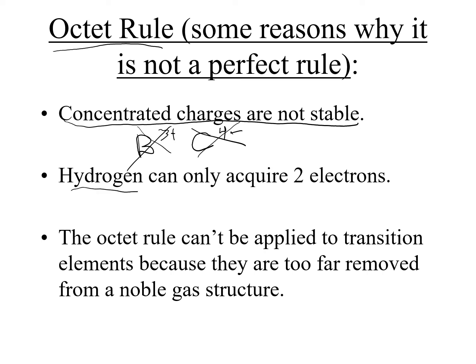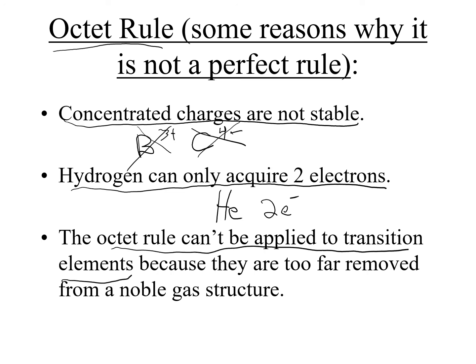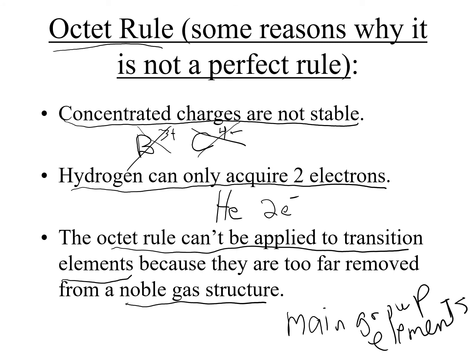Hydrogen can only acquire 2 electrons. The reason why is if hydrogen acquires 2 electrons, it's just going to be like helium, our noble gas, which is stable, but the octet rule says 8 valence electrons, and helium is stable with 2 valence electrons. And then the octet rule does not apply to our transition elements because they are far too removed from our noble gas structure. So the octet rule is only for our main group elements that we can use to predict charges.